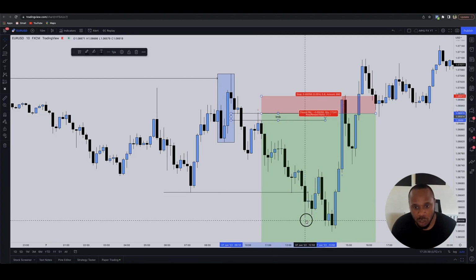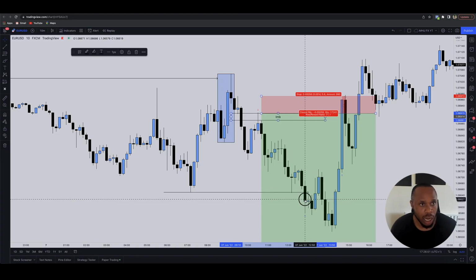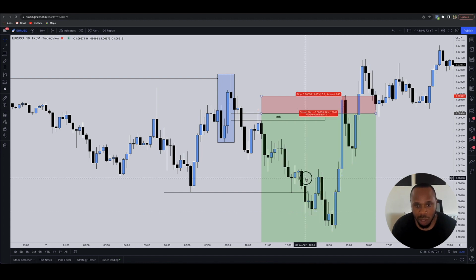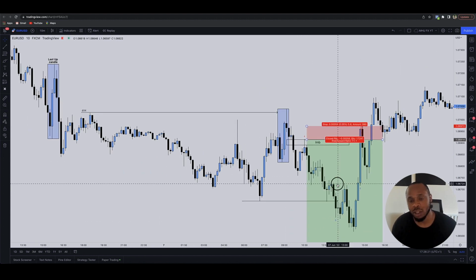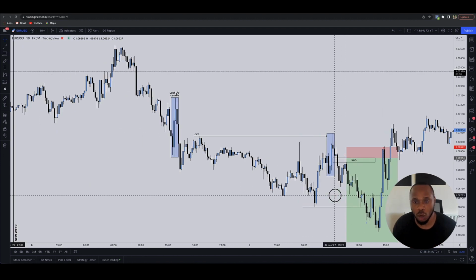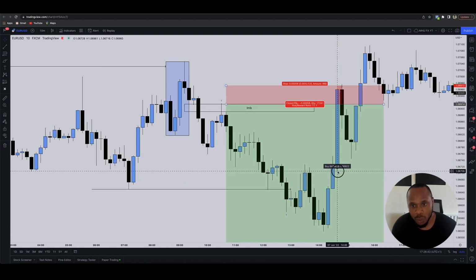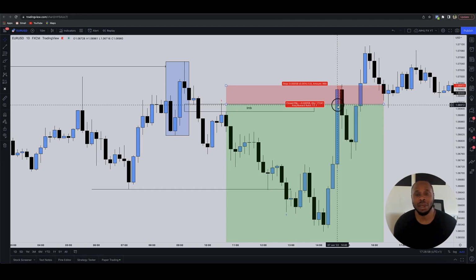The moment they ran this low, this is where I took partials. You can see this one right here. This is where I closed off part of the position, at 1.06652, and the low of this candle here comes in at 1.06579. Half the position was closed, that was 50%, and then I was going to let 50% ride all the way down to this level. The reason I closed 50% was because there was still a lot of the move left. I wanted the rest of that money to get down here. This is where they stopped me out right here, at 1.06922. So they stopped me out just above my entry point.